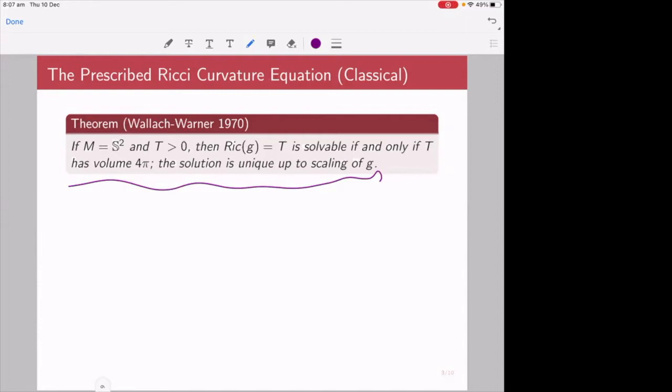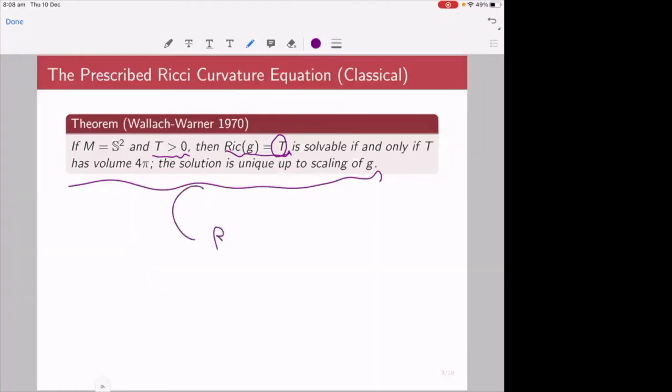In terms of the next highest dimension, 2D, maybe the 2-sphere is the obvious candidate on which to try and solve this problem. So let's say that we're trying to prescribe positive Ricci curvature again. When can we actually solve this equation? Well, the answer is you'll be able to do it if and only if the volume of this tensor t, which can be thought of as a Riemannian metric, is 4 pi. In that case, the metric g you find which solves this problem is unique up to scaling.